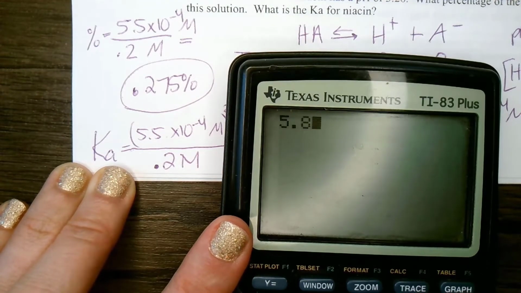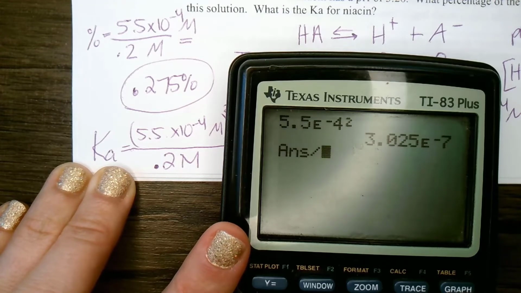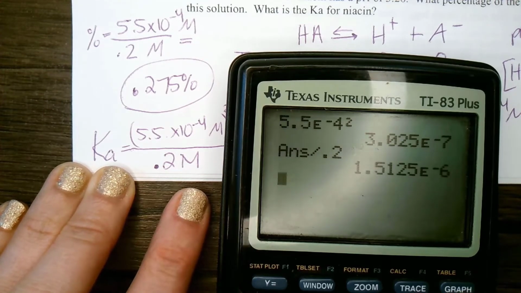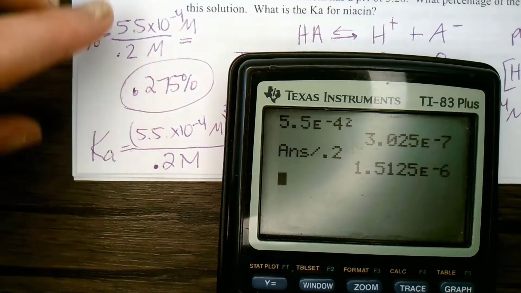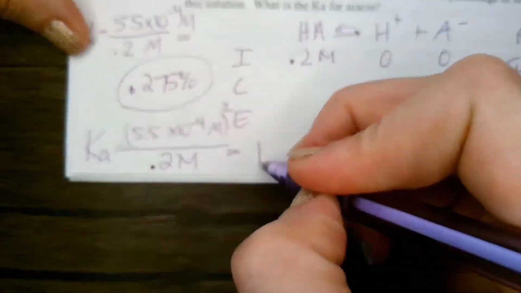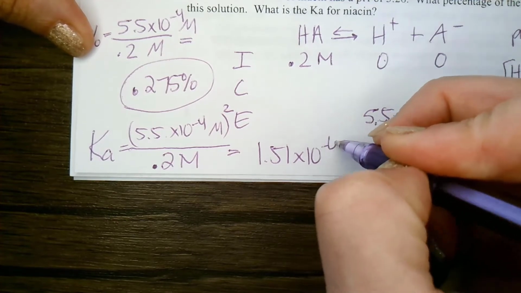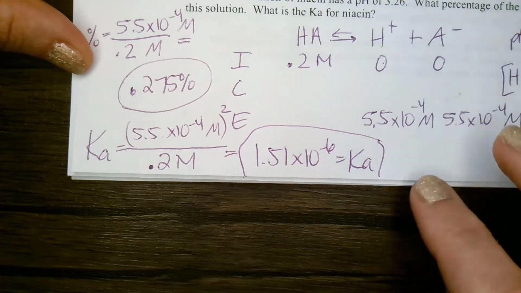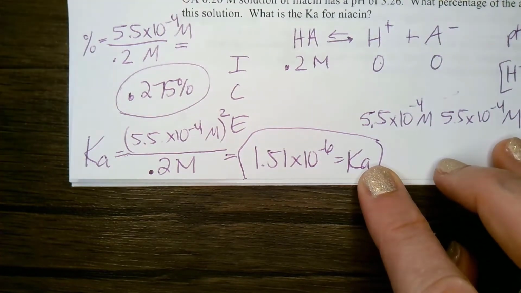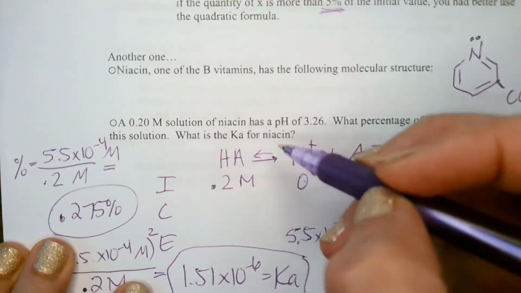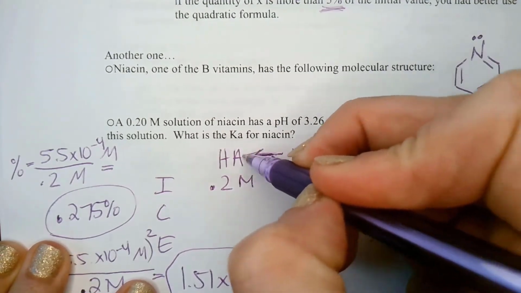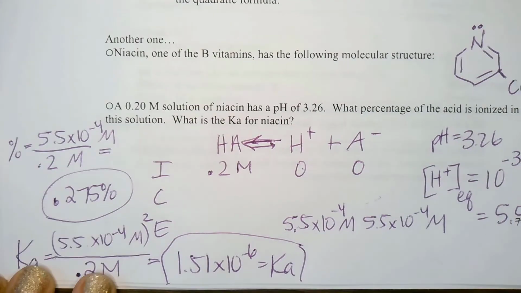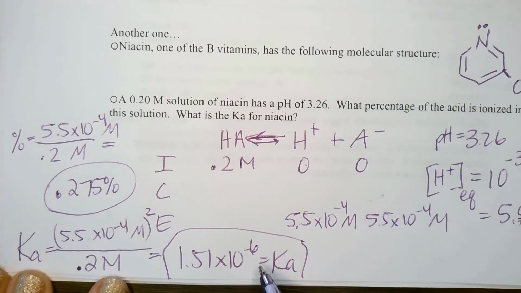So let's figure out what this Ka is. We'll do 5.5 times 10 to the negative fourth squared divided by 0.2. And I got 1.51 times 10 to the negative 6. Again, this is a pretty small number, showing that the equilibrium is laying far to the left.